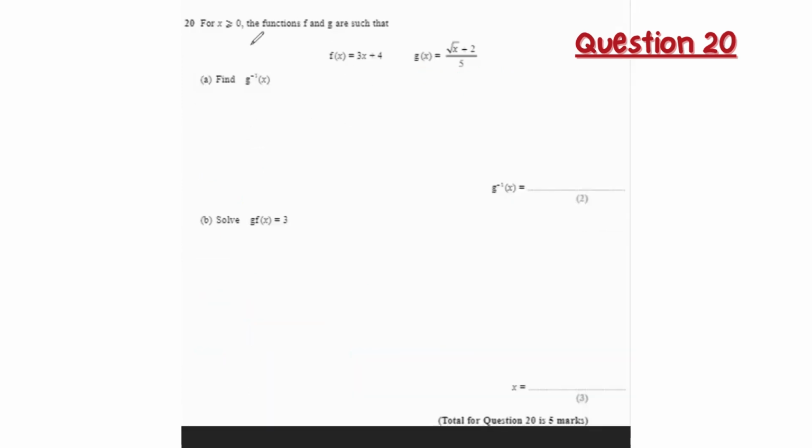The next question says, for x greater than 0, the functions f and g are such that f of x equals 3x plus 4 and g of x equals square root of x plus 2, all over 5. Find the inverse of g.